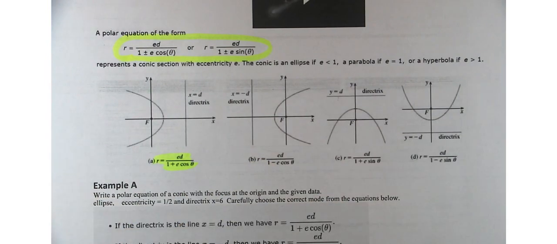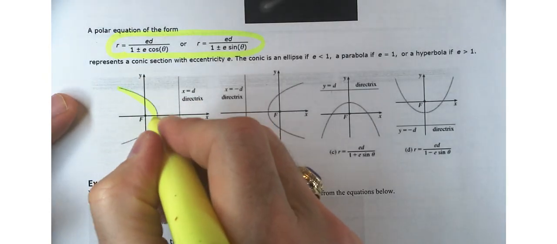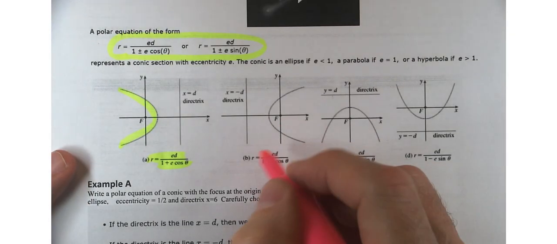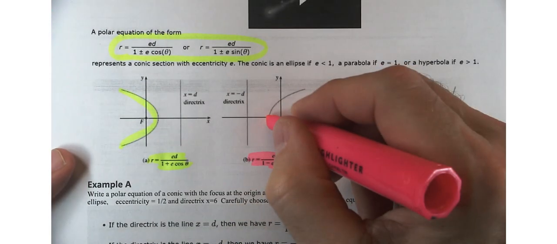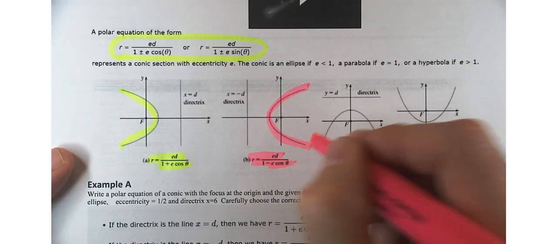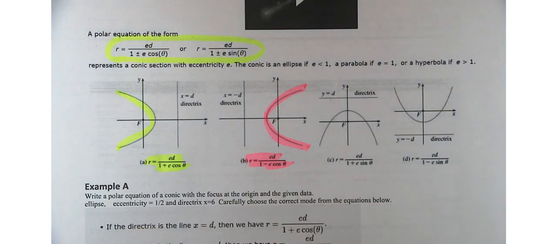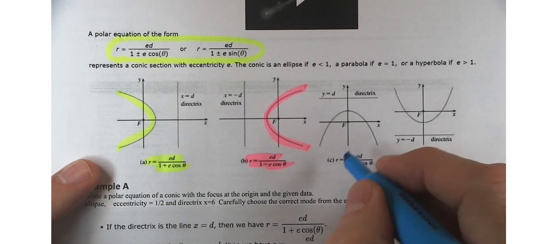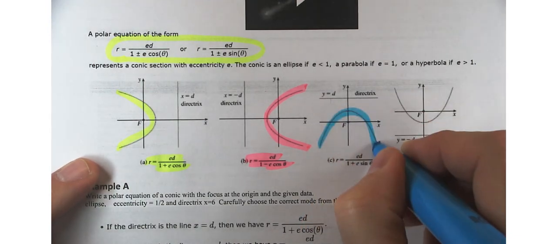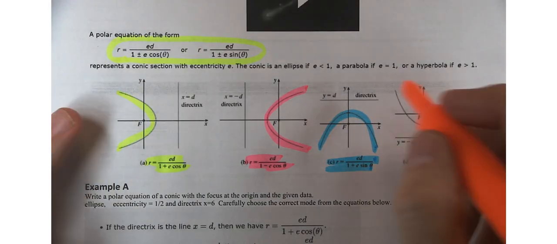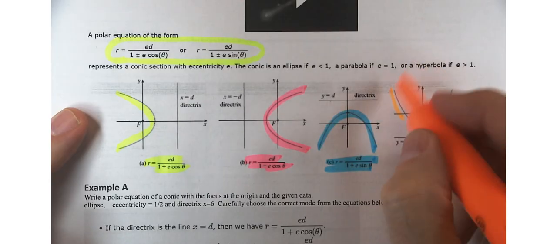If you choose a positive value underneath there and a cosine, then you're going to get this graph right here. If you choose a negative value and a cosine, then you're going to get this graph right here. And then there's a couple more choices as well. You could choose a positive value and a sine. That would give you this one right here. And the last one would be a negative value and the sine. It's going to give you this graph right here.